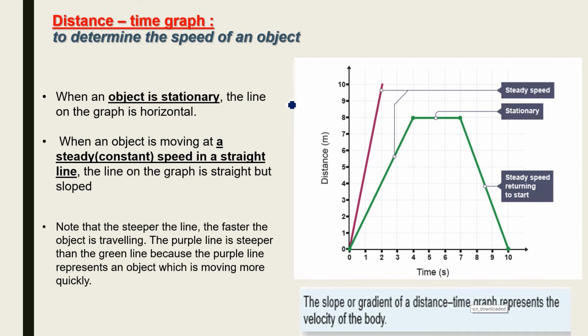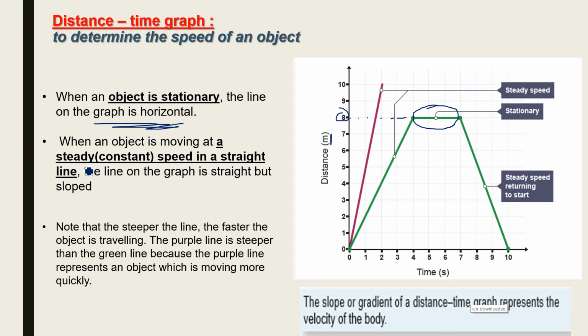Okay, so when an object is stationary, the line on the graph is what? Horizontal. So horizontal, flat, nothing. So see this one, girls. It's flat. Look, the object here stays at 8 meters, and doesn't move anymore. So the object here is at rest. Okay, no motion, no speed. Speed is 0. What does at rest mean? No speed at all. Speed is equal to 0, stationary.